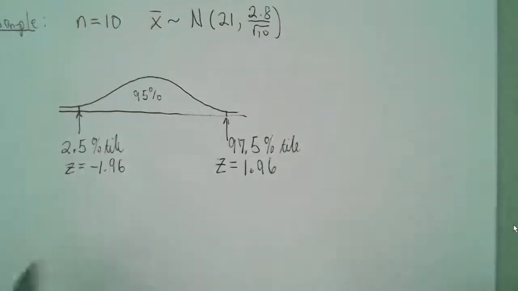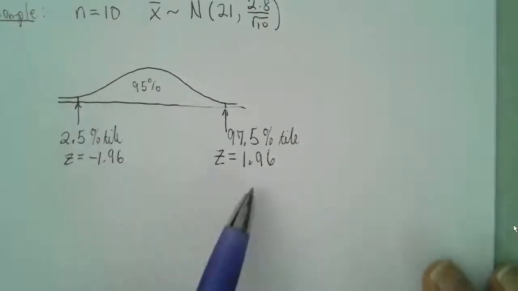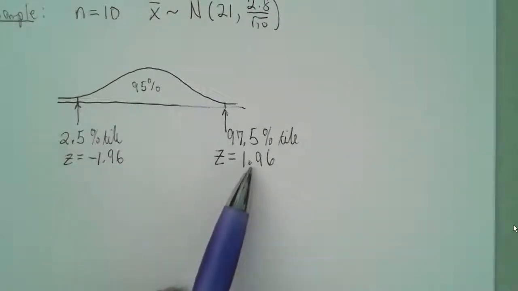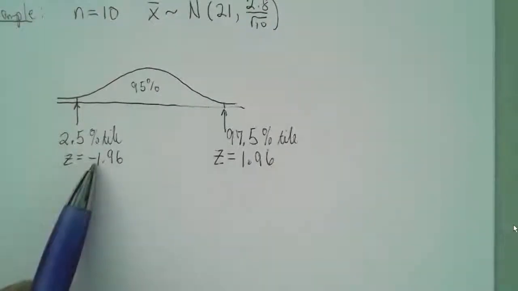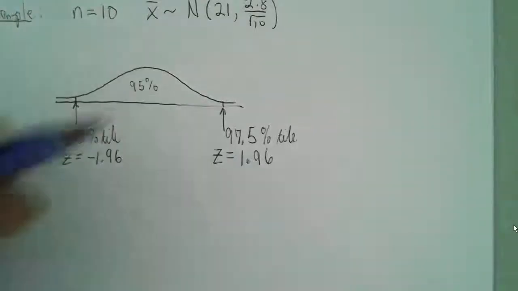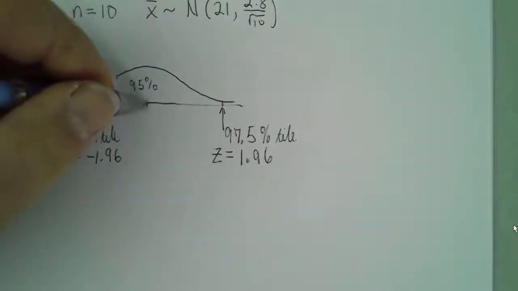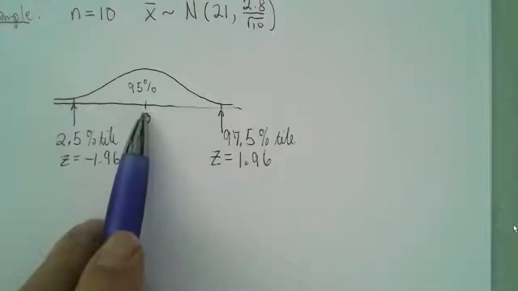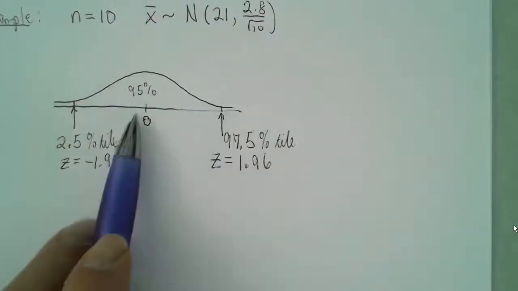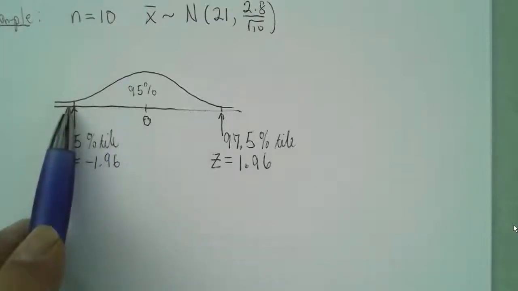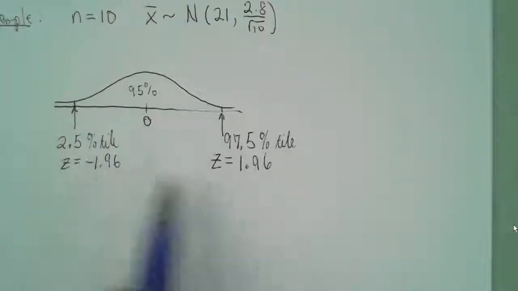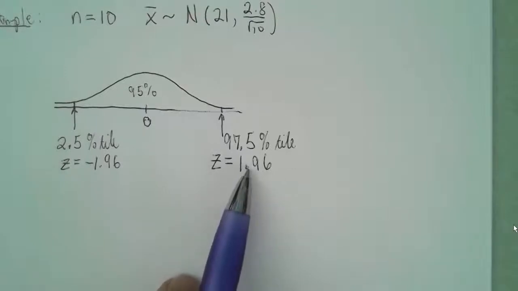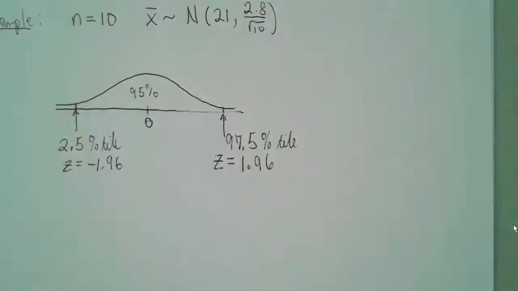Now, let me just tell you, this is not an accident that we got 1.96 here and just got its negative down here. It's always going to turn out that way, because the z-scores are centered around 0, right? So if we're looking at the middle, we're going to go the same distance here as we are here. We're just moving in opposite directions, and that's why we got these cutoffs. One is just the negative value of the other.